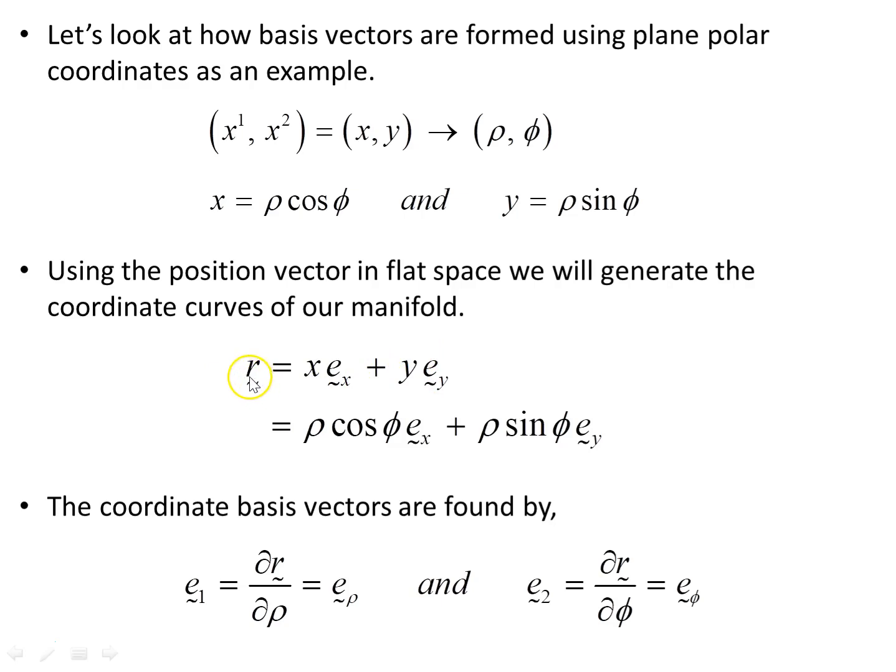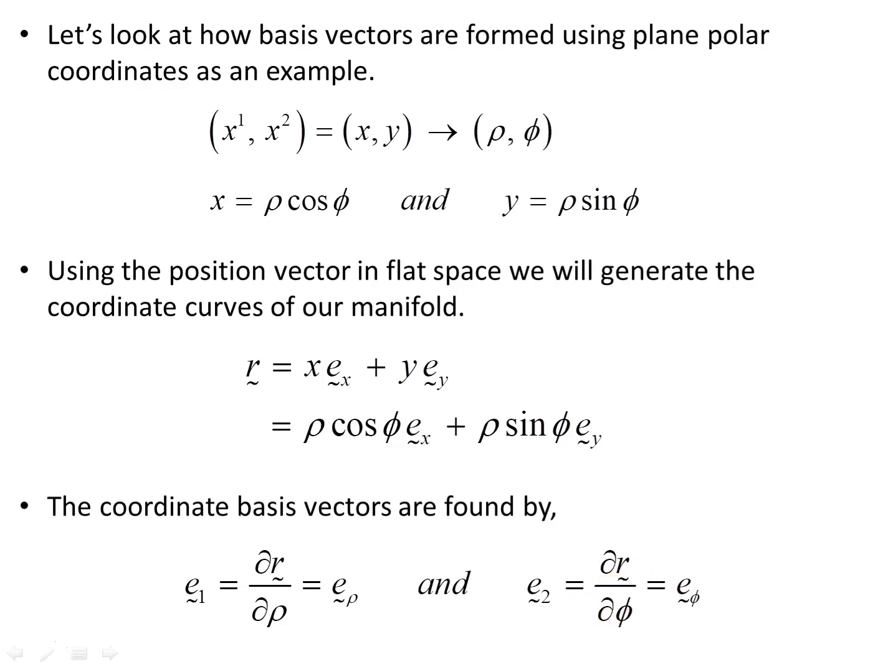Now using the position vector in flat space, we'll generate the coordinate curves for our manifold. So here's our position vector in Euclidean space. Transform now to plane polar coordinates, and now each of the coordinate basis vectors is found. E1 or E rho, in the rho direction, is dr/d rho, and E2 or E phi, in the phi direction, the angular direction, dr/d phi, this partial derivative will give us the second basis vector.